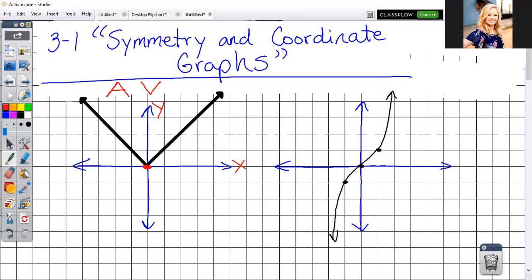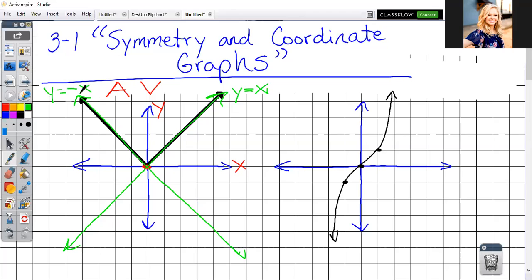The 4 lines we're going to test are the X-axis and Y-axis. And then we're also going to test this line right here. What's the equation for that line? Does anybody know? Y equals X. And we're also going to do its counterpart, this one over here. What's the equation for that one? Y equals negative X. Excellent. Those are your 4 lines.